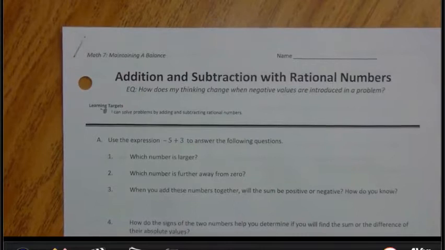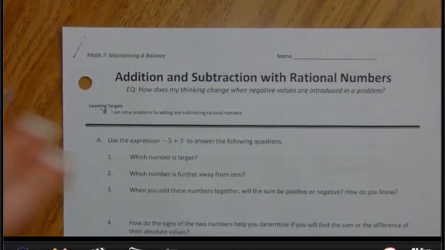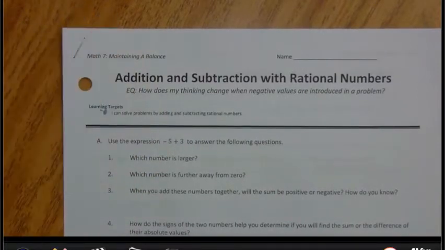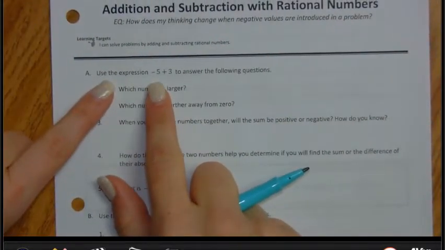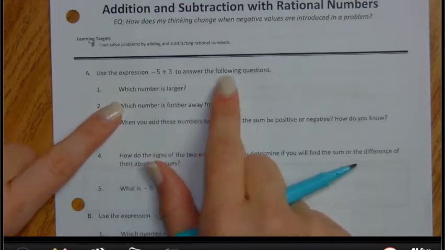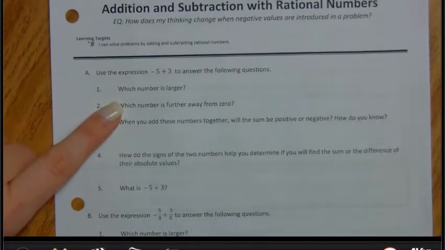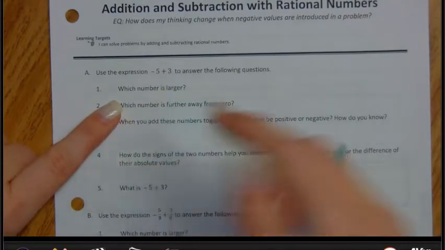Please grab out your worksheet for addition and subtraction with rational numbers. All right, so letter A. Use the expression -5 plus 3 to answer the following questions. All right, so which number is larger?